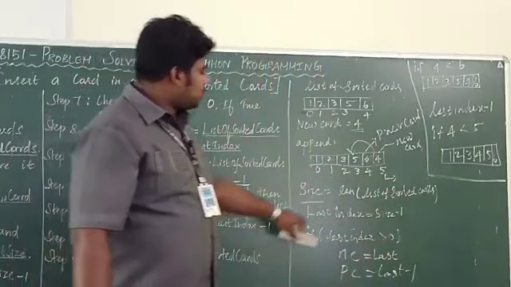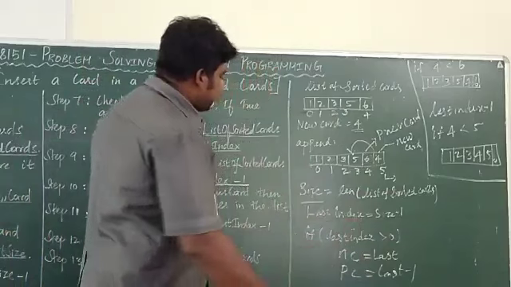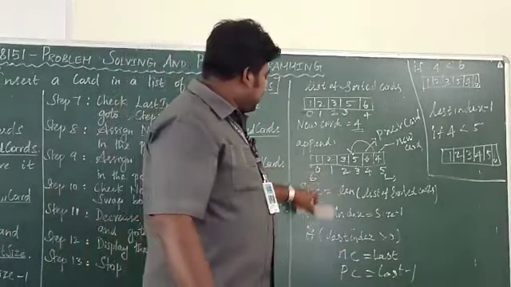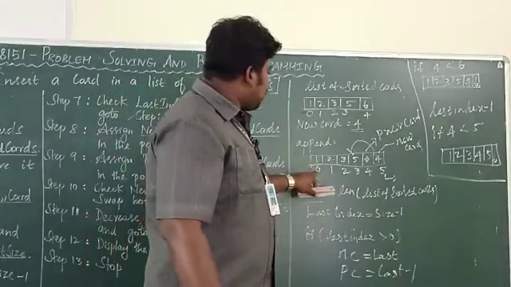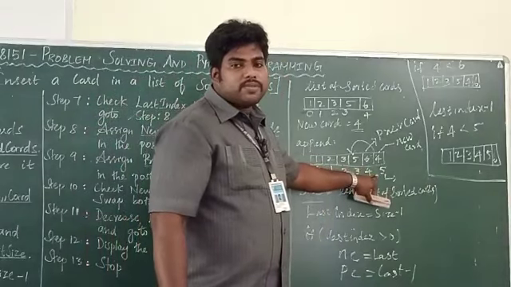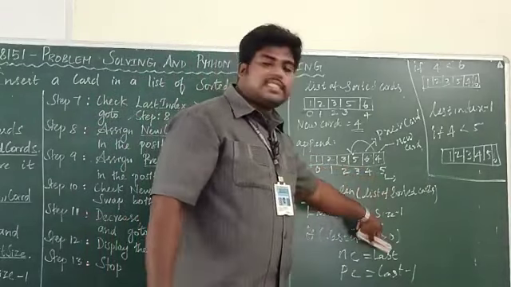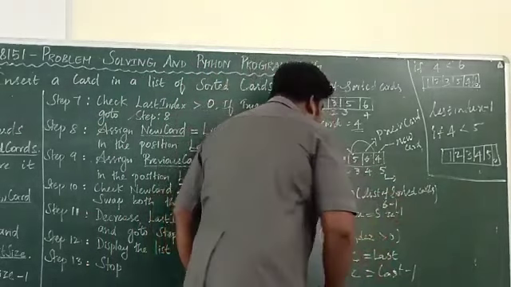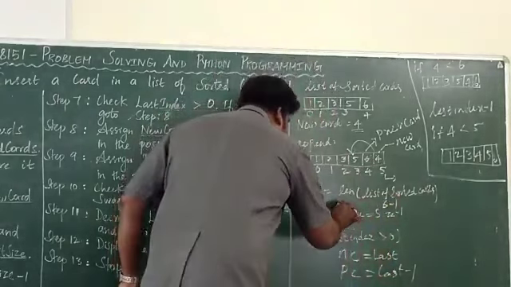Then the last index. What's the size here? You got the size as 6. So the last index. Index means position. What's the last position here? 5. So we can say it is size minus 1. Your size is 6, so 6 minus 1, you will get 5.